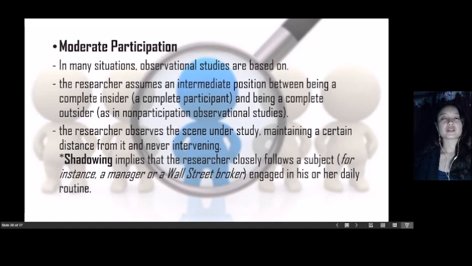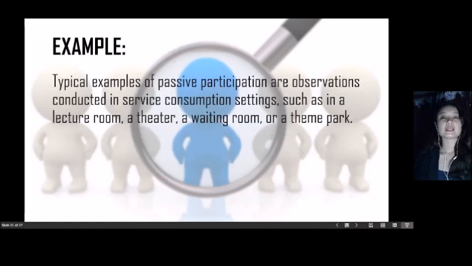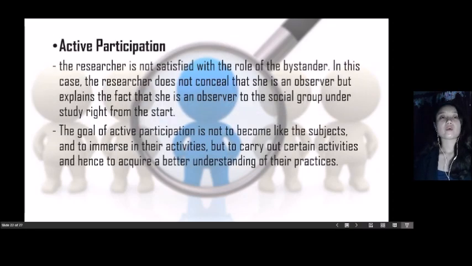Moderate participation usually uses shadowing. Shadowing implies that the researcher closely follows a subject, for instance, a manager or a Wall Street broker engaged in his or her daily routine. Typical examples of passive participation are observations conducted in service consumption settings, such as in a lecture room, a theater, a waiting room, or a theme park. While the last one is the active participation.